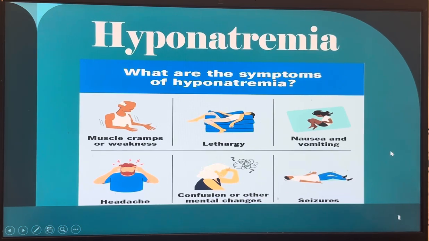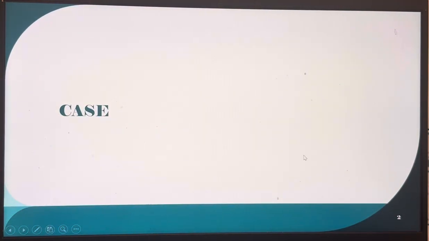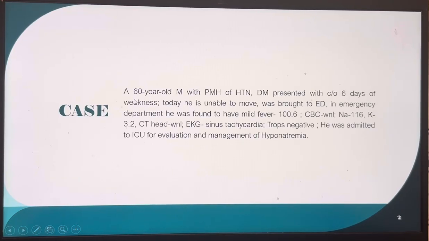Now we'll discuss one case, and through that case we learn about the diagnosis and management of hyponatremia. Our patient is a 60-year-old male with past medical history of hypertension and diabetes. He presented with complaints of 6 days of weakness, but today he is unable to move and he was brought to the ED by his family.